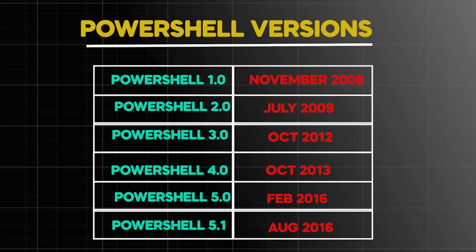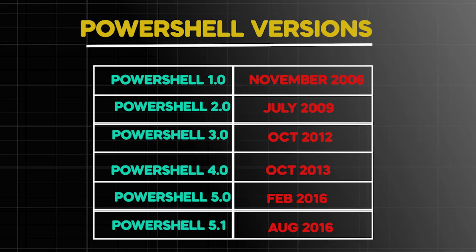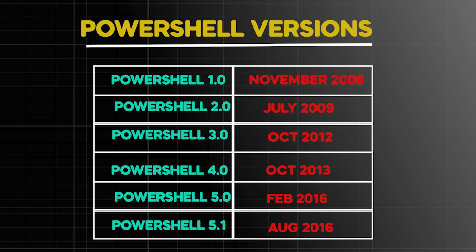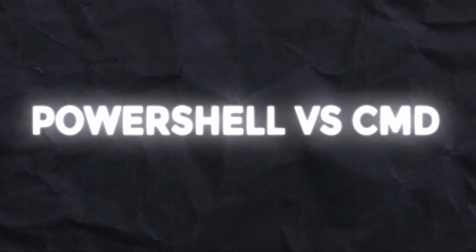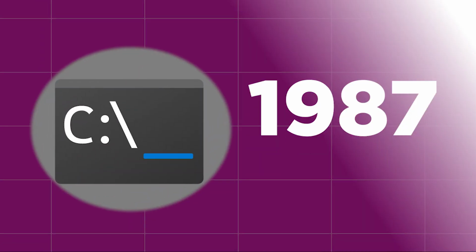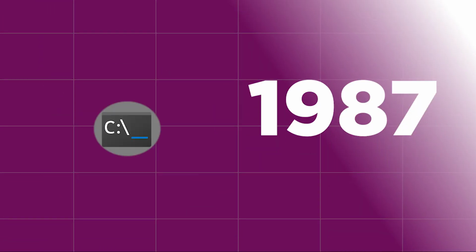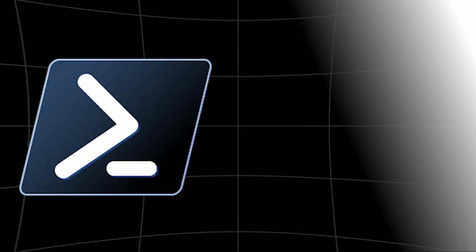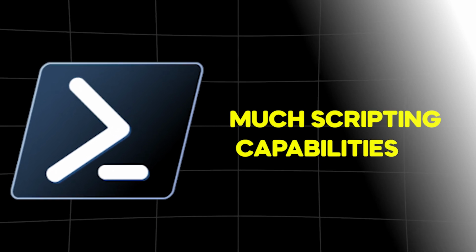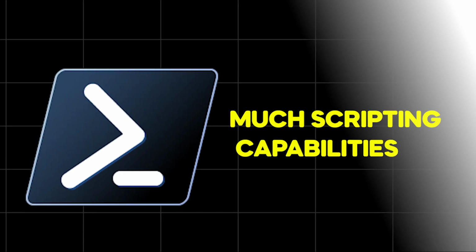Microsoft released 6 versions of Windows PowerShell, each with its own distinct feature and limitation. Now let's discuss, is PowerShell better than CMD? CMD was a part of Windows since 1987, and Windows PowerShell became an additional program for Windows in 2002. The need for Windows PowerShell implies that it had some additional features which CMD didn't have. PowerShell had much more scripting capabilities, and CMD just supported commands.